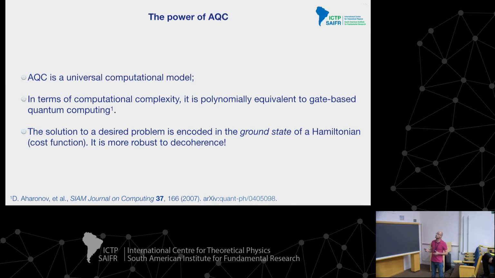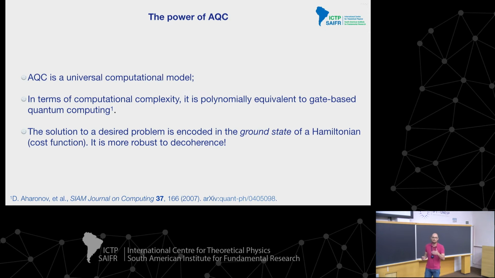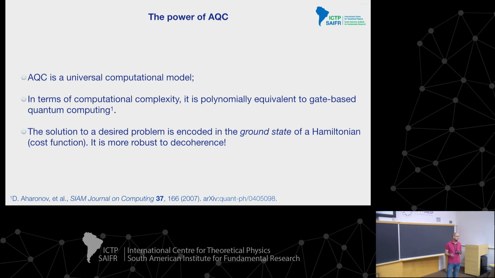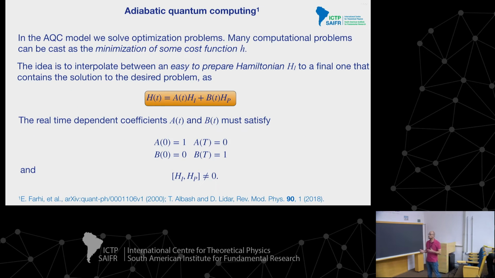And what's the idea of adiabatic quantum computing? The idea is to prepare a simple initial state. Then, if you evolve this state adiabatically, at the end of the evolution, after a time capital T, we will be in the ground state of the final Hamiltonian, and this Hamiltonian contains the solution to your problem. That's the basic idea of adiabatic quantum computing. Okay, I will explain this in detail now.